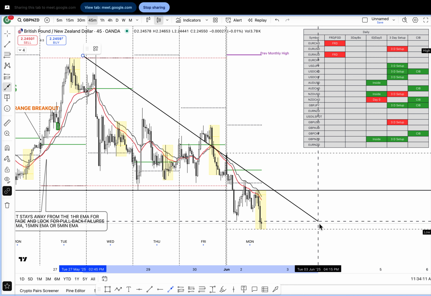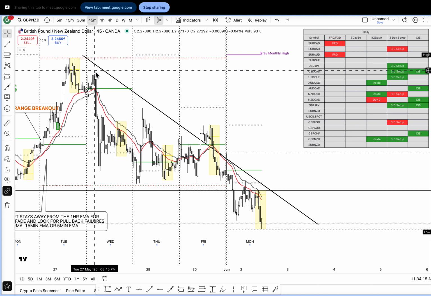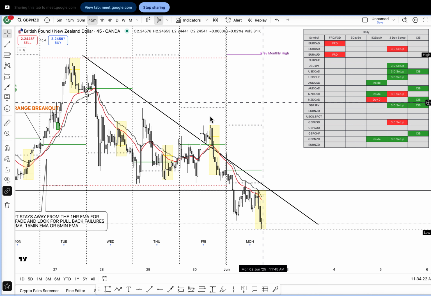The trend is down. Draw your trend line. The trend is down. Day 1, high of week 1, breaks out 2, inside 3. 3-day setup inside the template.